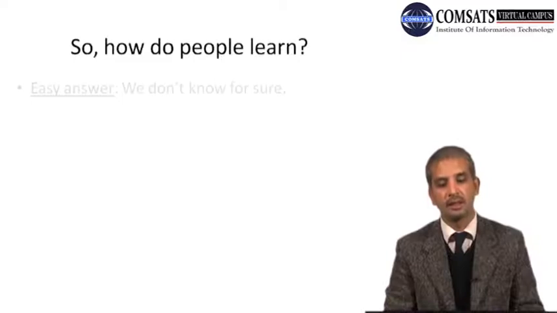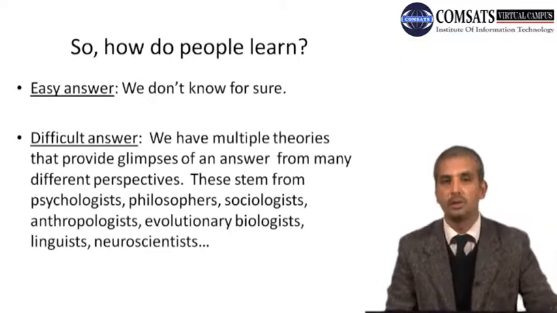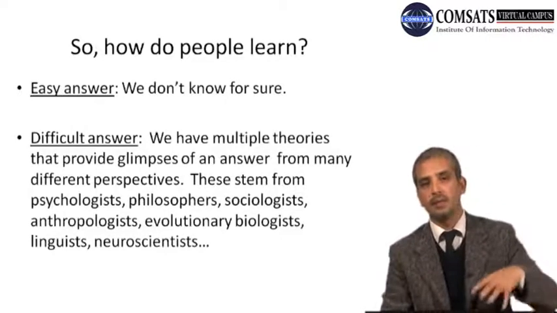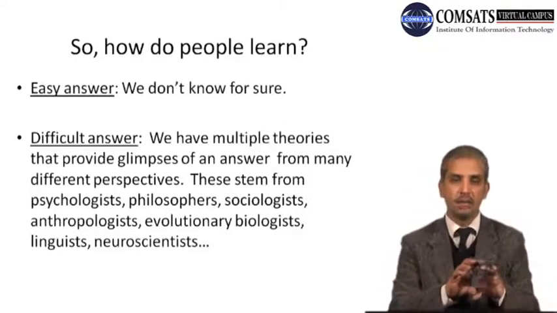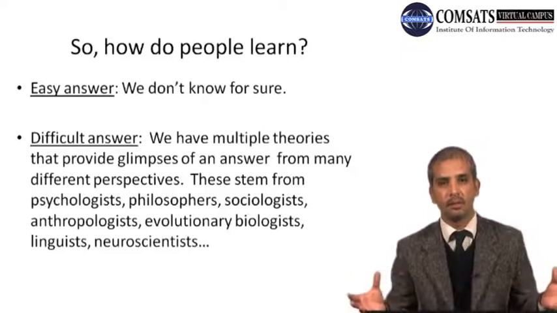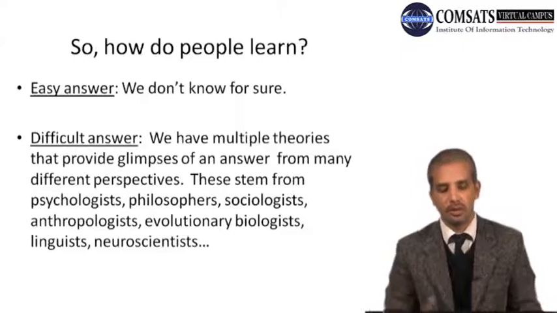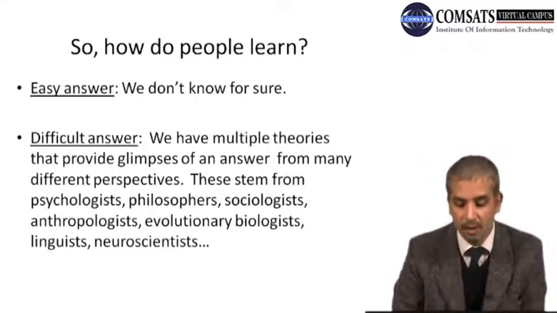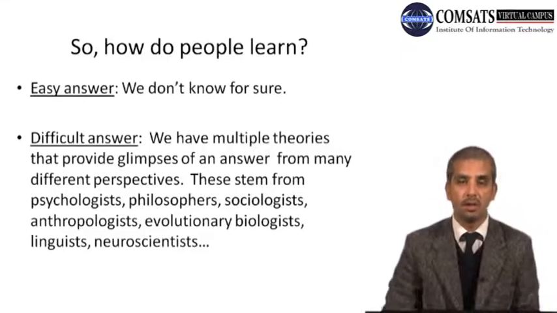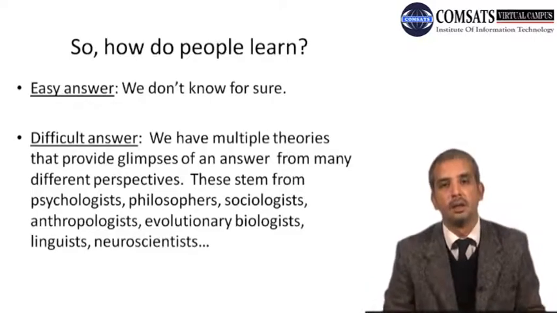So the question arises: how do people learn? I answered that for a concrete answer, we do not know for sure. Nobody knows. The difficult answer is that there are multiple theories, and all of them focus on a certain glimpse. They come from different fields, like biology, psychology, philosophy, anthropology, evolutionary biology, linguistics, and neurology, and all these areas contribute towards how people learn.